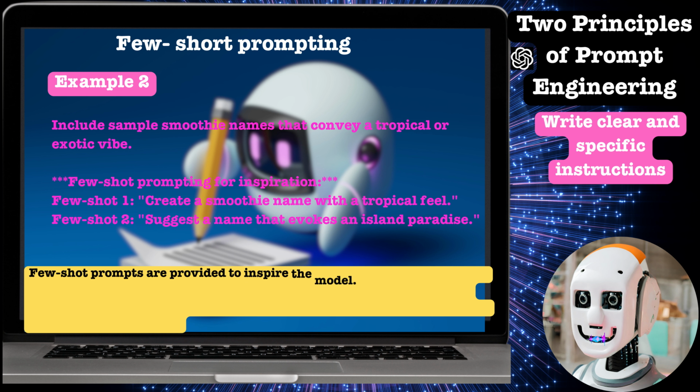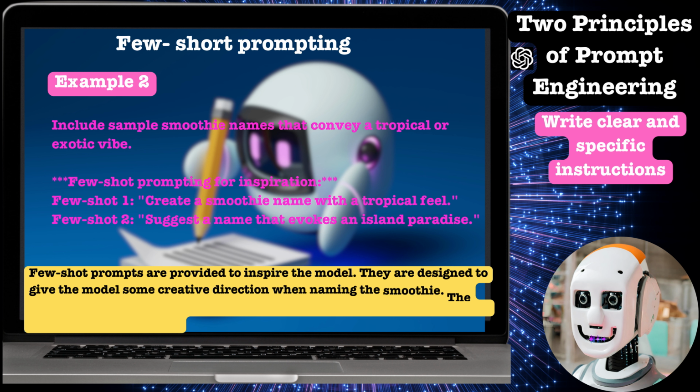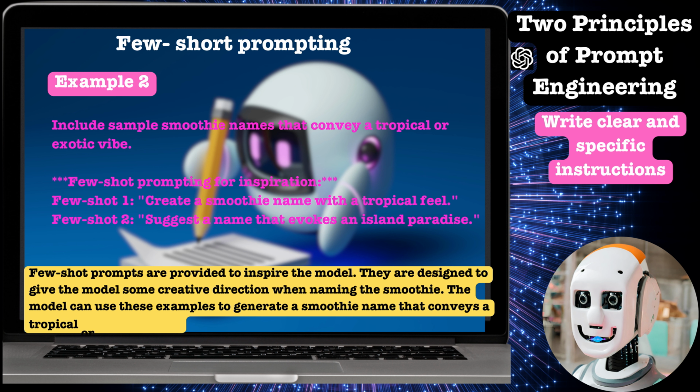Let's take another example. Few-shot prompts are provided to inspire the model. They are designed to give the model some creative direction when naming the smoothie. The model can use these examples to generate a smoothie name that conveys a tropical or exotic theme.